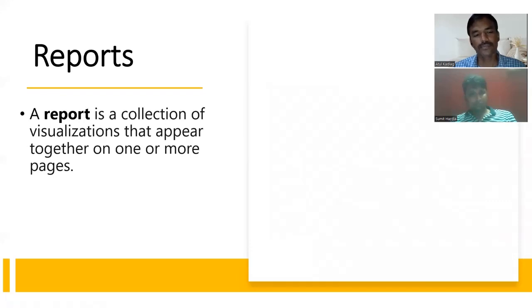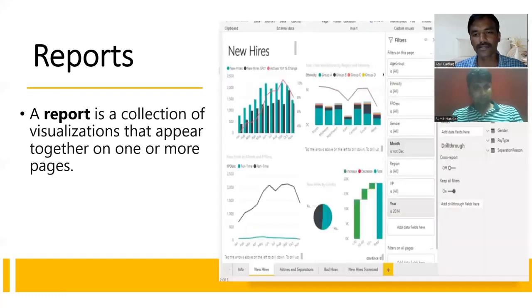Now the third building block is reports. A report is a collection of visualizations that appear together on one or more pages. In the previous slide we have seen different visualizations. One report can contain one or more visualizations. That is a collection, and you can say this is one of the reports.